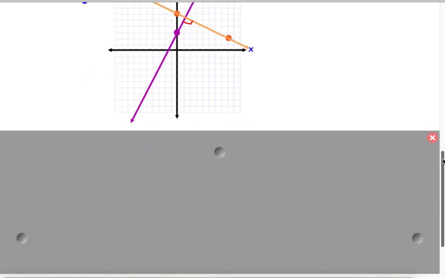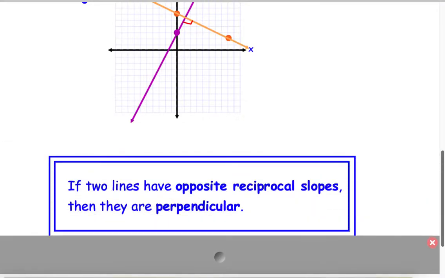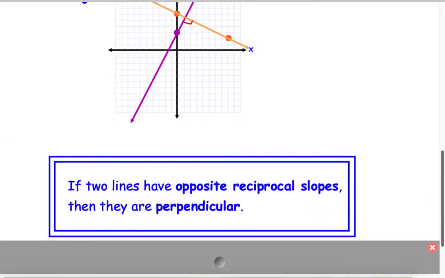So if we don't have horizontal and vertical lines, how do we tell if they're perpendicular? Well, if two lines have opposite reciprocal slopes, then they're perpendicular. And we need to talk about it. What does that mean? Opposite. That means one of them's positive, the other one's negative.